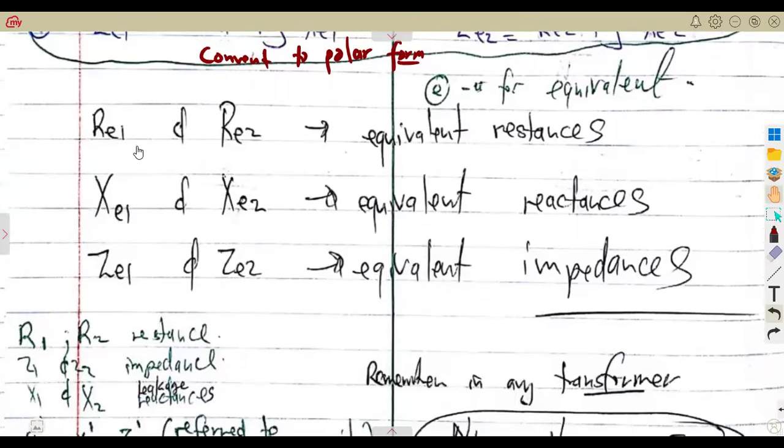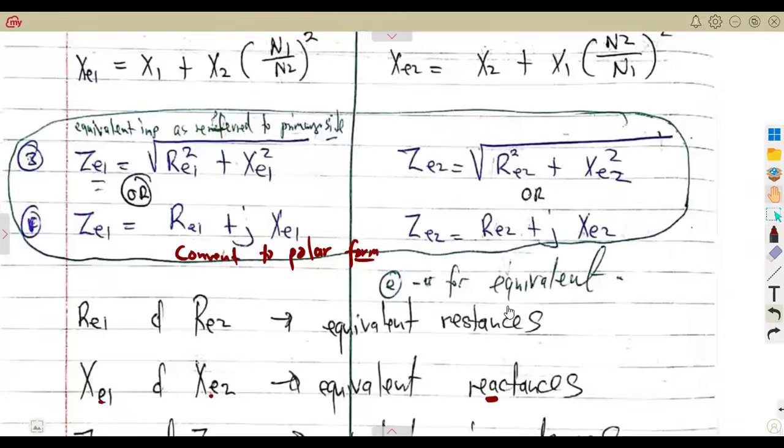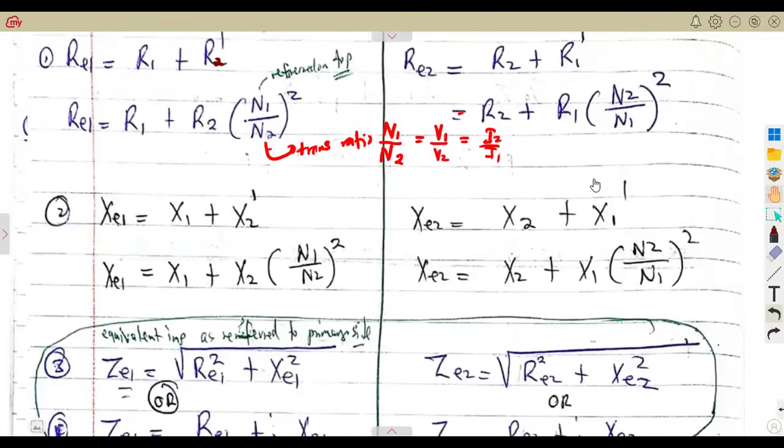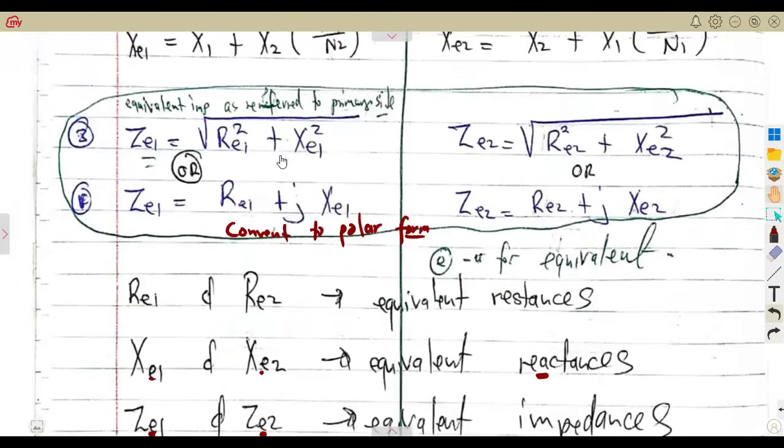Then, like I was saying, guys, the RE1, RE2, these are equivalent resistances. We're talking of the resistances there. XE1, XE2, these ones are equivalent reactances. The E there is equivalent, but just primary equivalent, secondary equivalent. The equivalent impedance of primary, equivalent of what? Of secondary. These are the ones that you have been calculating. So the question is not going to be directly asking you to calculate RE1 and XE1. No, they can just ask you to calculate the equivalent impedance straight.